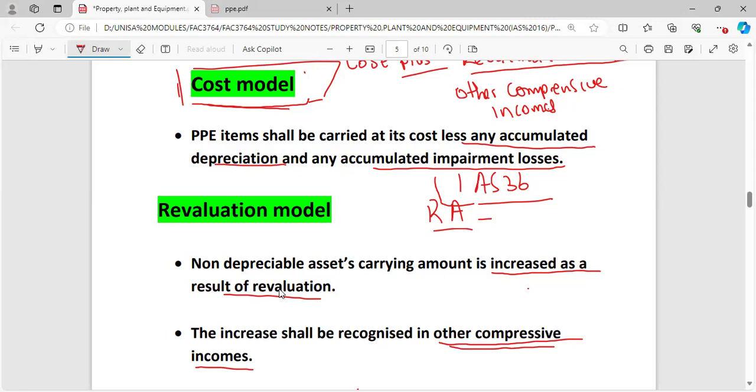That is, the revaluation surplus is going to be, remember we say, after we say profit for the year, then we say other comprehensive incomes. So this is where you bring this revaluation surplus under other comprehensive income.